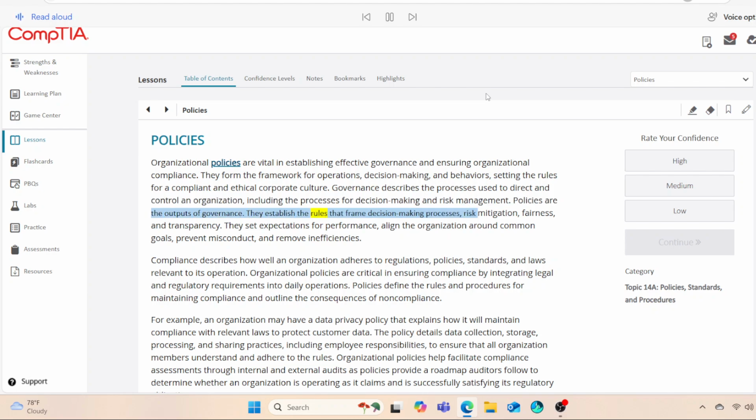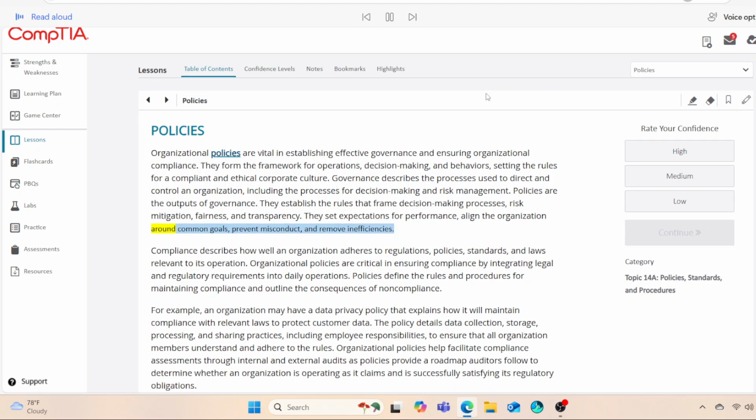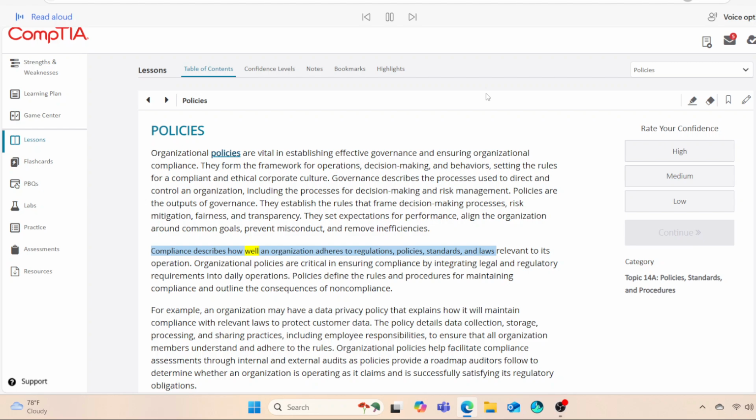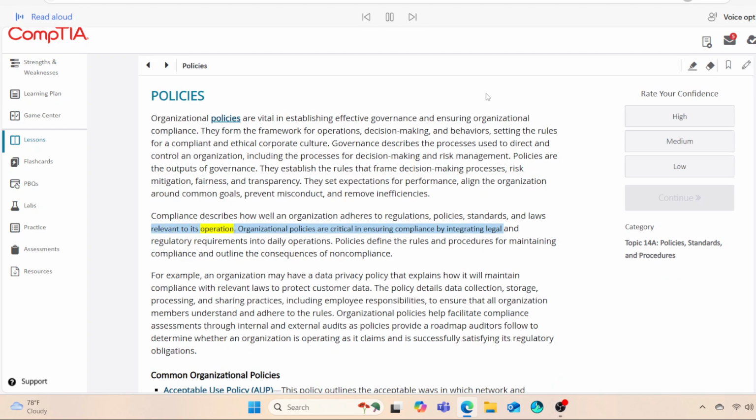They establish the rules that frame decision-making processes, risk mitigation, fairness, and transparency. They set expectations for performance, align the organization around common goals, prevent misconduct, and remove inefficiencies. Compliance describes how well an organization adheres to regulations, policies, standards, and laws relevant to its operation.